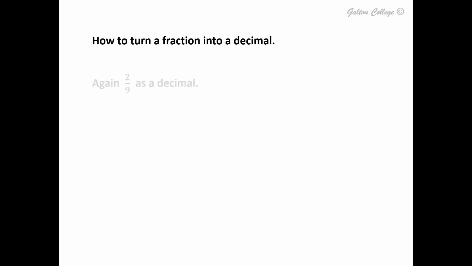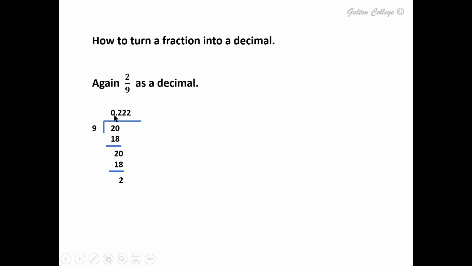Now, how to turn a fraction into a decimal? Again, 2 over 9 as a decimal. This one doesn't look nice. 2 over 9. So all we write down is 2 divided by 9. We'll just put a line up here. We're going to do the division on the top. So draw a line like this. Now 9 into 2. Well, you can't do that. 9 doesn't go into 2. So write down a 0, add a 0 at the end and put a point up here. 9 into 2 can't go.